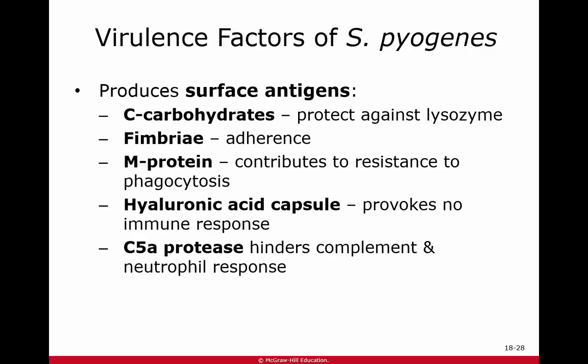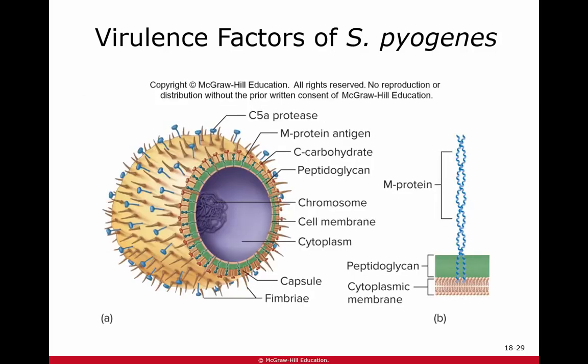As far as virulence factors, there are some surface antigens. It has C carbohydrates that protect against lysozyme. The fimbriae help it adhere to surfaces. M protein makes it be more resistant to phagocytosis. The hyaluronic acid capsule keeps it from provoking an immune response, and the C5a protease hinders complement and neutrophil response. So there's a lot of virulence factors to be considered when you're looking at strep pyogenes.